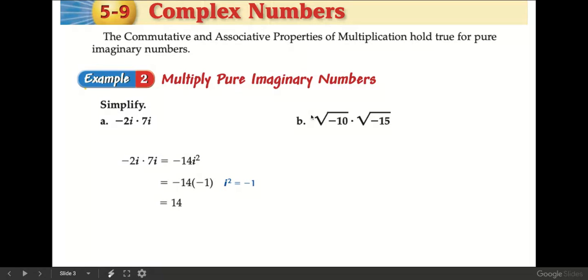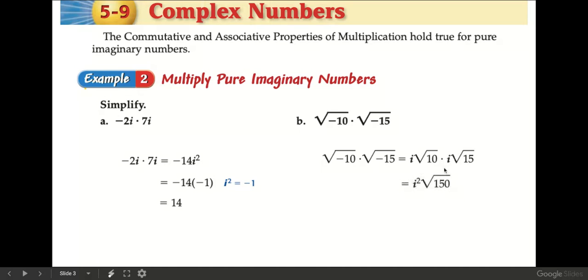If I took the square root of negative 10 times the square root of negative 15, right? So the square root of negative 10 is i square root of 10, right? Because that would be the square root of negative 1 times the square root of 10. So that would be i square root of 10. Same thing with the square root of negative 15. That would be i square root of 15. And then I can go ahead and multiply them together.